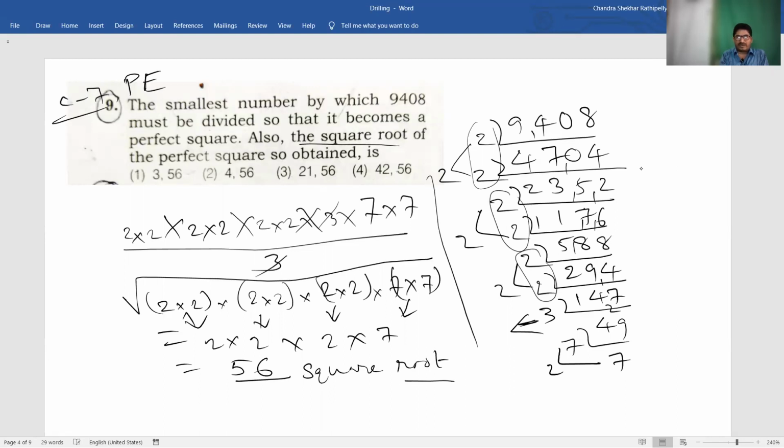So which number do we divide with? We divide with 3. This is the first answer. And the square root is 56. So 2 answers: first answer 3, second answer 56. So 3, 56, option 1.